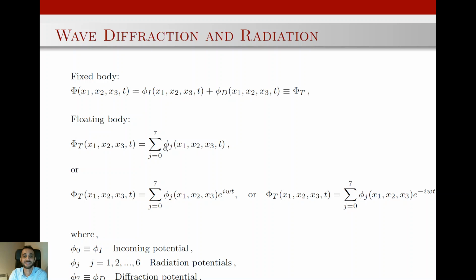We can write this potential in this form. That is, we assume the motion is harmonic, and it could be written as e to the power i omega t, where omega is the frequency of the waves. Notice that we could also write it as e to the power minus i omega t. It makes no difference in principle, and the approach will remain the same.